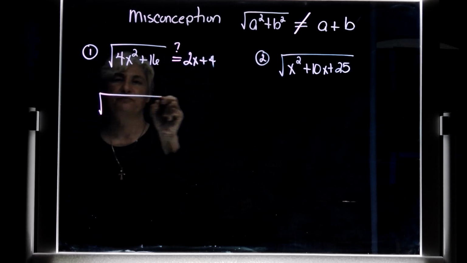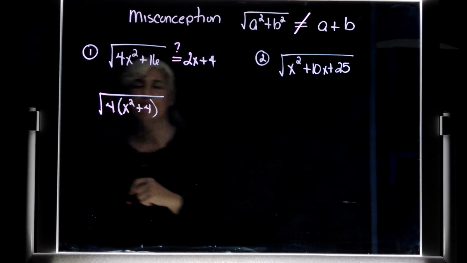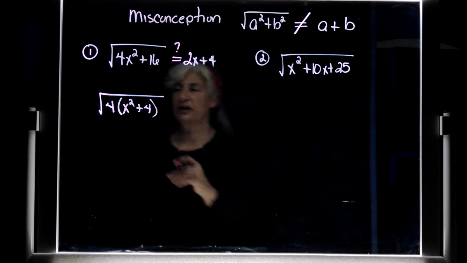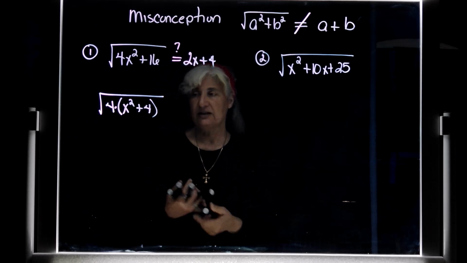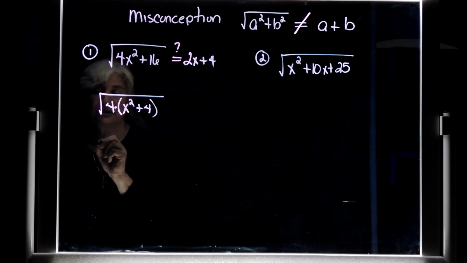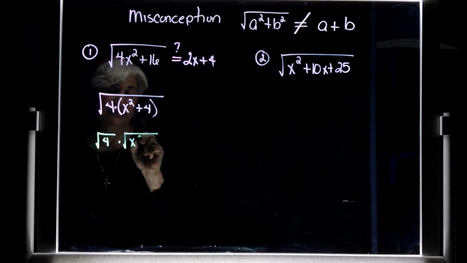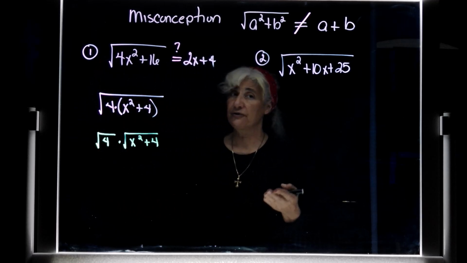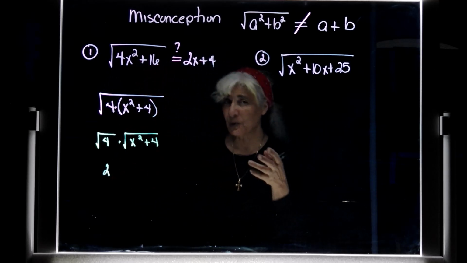Factor. Here we go. So you can factor out the 4, right? And what are you left with? X squared plus 4, okay? Does the x squared plus 4 factor? It does not. Okay, so since this is a multiplication problem, technically you can look at these separately and say the square root of 4 times the square root of x squared plus 4. I can take the square root of 4, that's 2. Can I take the square root of x squared plus 4?